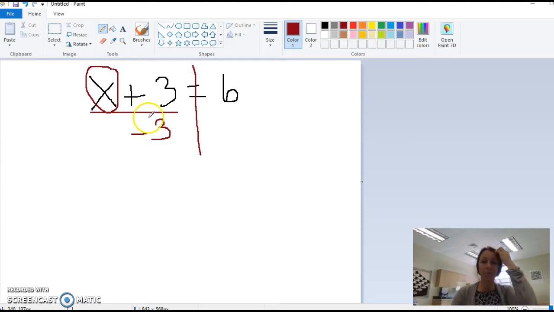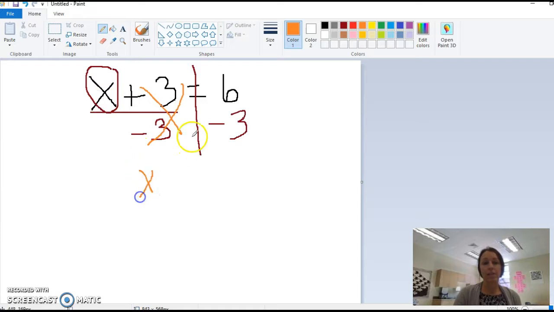So the same idea happens. If we minus 3 on this side, we need to minus 3 on the other side also. So now what happens? Well, plus 3 and minus 3, that becomes 0. So essentially we can say that just goes away. And all that's left with is x, our equal sign, and then 6 minus 3 is 3.